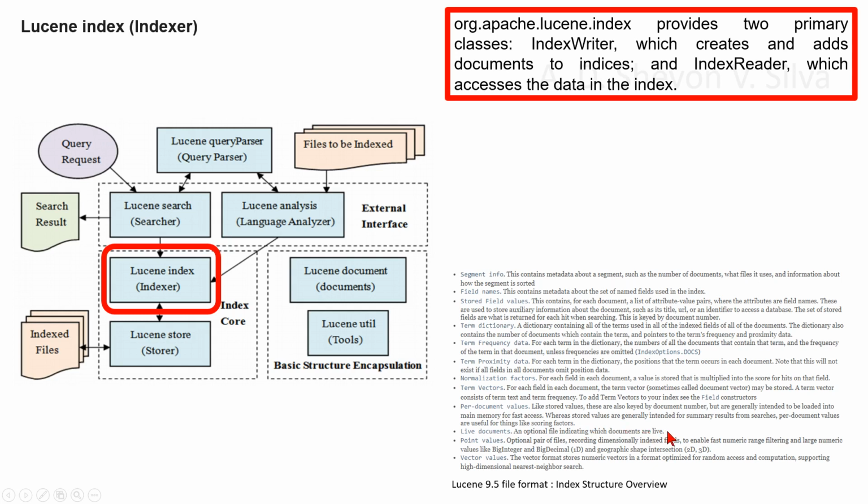Live documents: an optional file indicating which documents are live. Point values: the optional pair of files recording dimensionally indexed fields, to enable fast numeric range filtering and large numeric values like BigInteger and BigDecimal, 1D, and geographic shape intersection, 2D and 3D. Vector values: the vector format stores numeric vectors in a format optimized for random access and computation, supporting high dimensional nearest neighbor search.